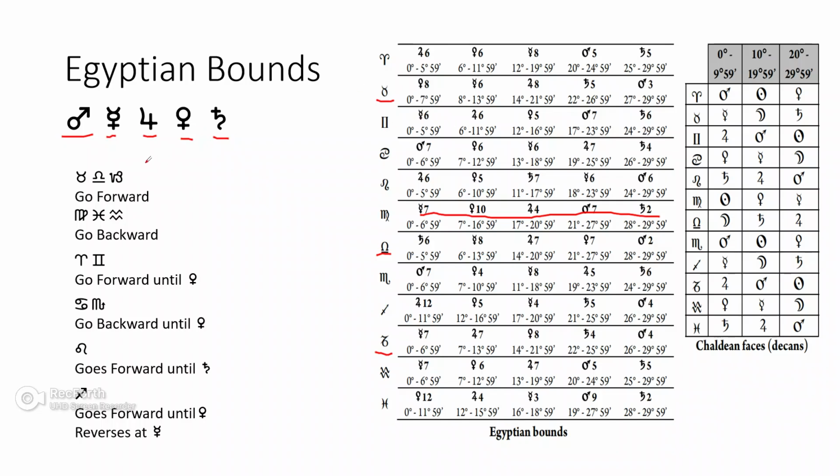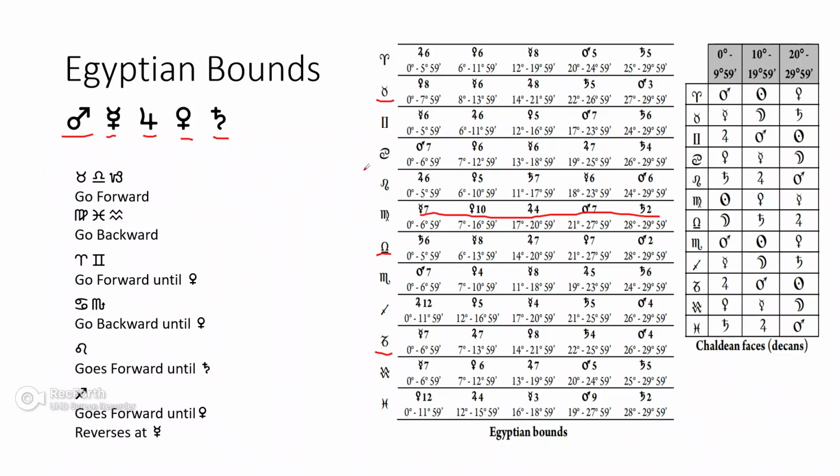Oh, pardon me. I'm not trying to do that. No, I'm going forward till Venus. Sorry. So Mercury goes forward, Jupiter, then Venus. But now we know to reverse once again. And then goes Mars, Saturn.